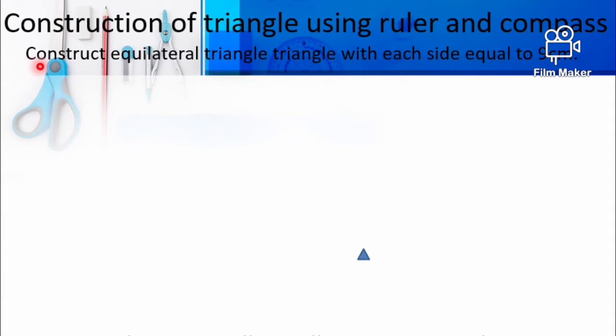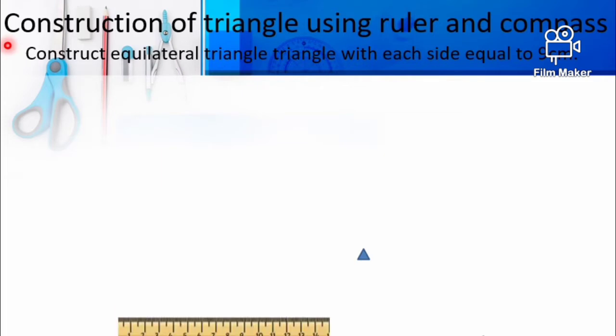Today we have to construct an equilateral triangle with each side equal to 9 centimeter. Do you know what is an equilateral triangle? A triangle with all three equal sides is called an equilateral triangle. Today we are going to draw or construct an equilateral triangle with the help of compass and a ruler.